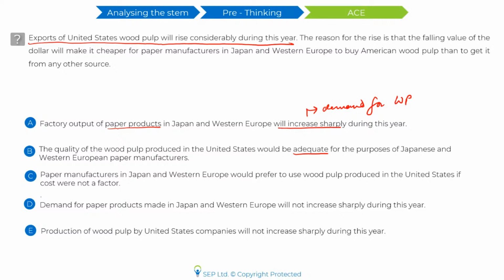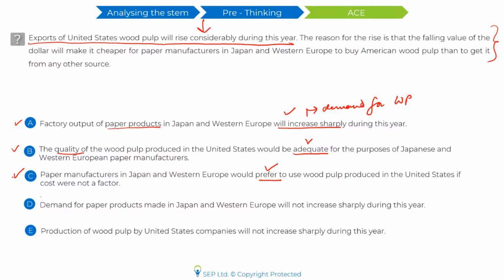Paper manufacturers in Japan and Western Europe would prefer to use wood pulp produced in US if cost were not a factor. Well, cost is not a factor, right? We already know from this paragraph that cost is not a factor. American wood pulp is the cheapest for the Japanese buyers, right? So here we are talking about preference, here we are talking about quality, adequate, and here we are talking about will increase sharply. Ask yourself which of these three is necessary for this.